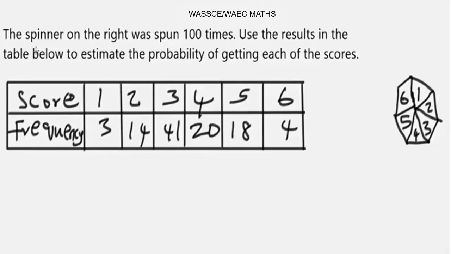Now, let me get a typical question that involves these probability experiments to know when a result is fair or biased. Okay, guys, now let's look at this question. This is a typical question for using probability experiments to know when a result is biased or fair. The question says the spinner on the right was spun 100 times. So this is the spinner. Use the results in the table below to estimate the probability of getting each of these scores.